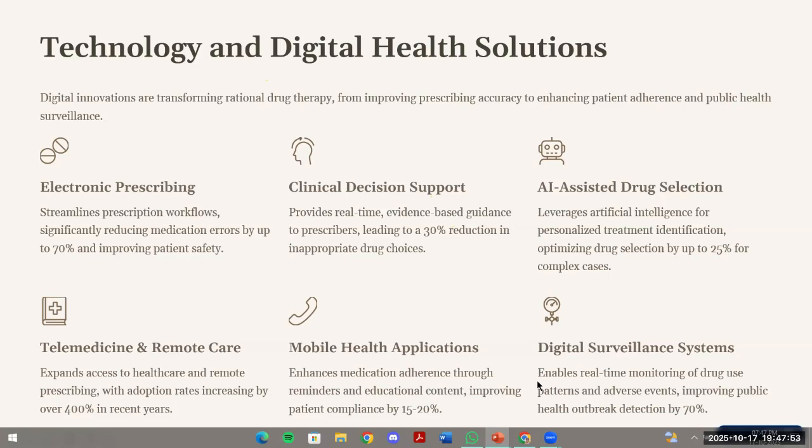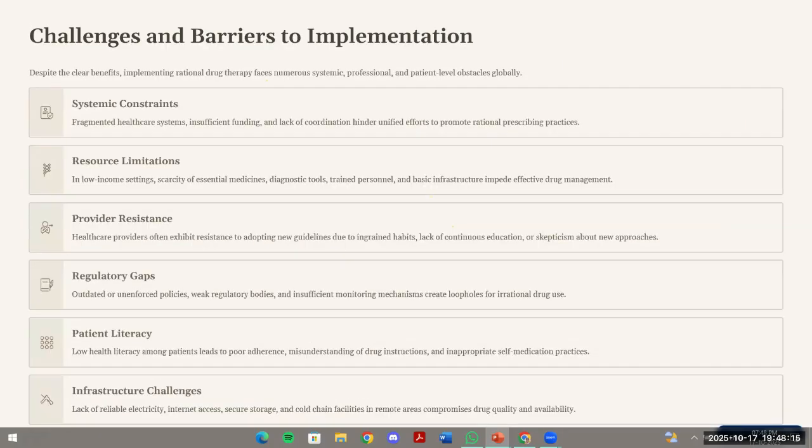Digital surveillance systems monitor drug patterns in real time, and adverse event outbreaks are now detected at 70%. So this technology and digital health solutions will help us rationalize drug therapy and improve prescribing accuracy. Enhancing all these things, what are the challenges we face while doing rational drug therapy? To be implemented with clear benefit, it faces numerous systemic, professional, and patient-level obstacles globally. So what are those?